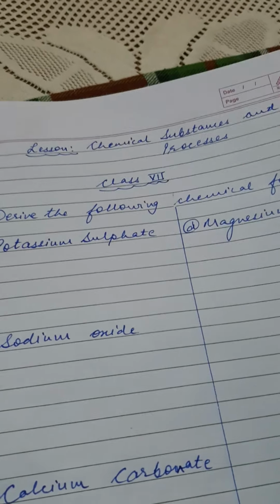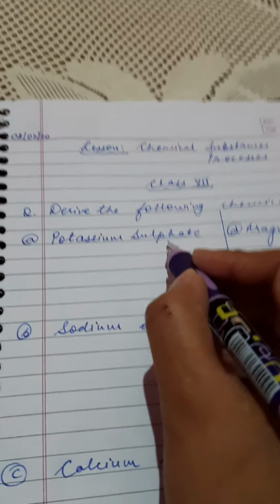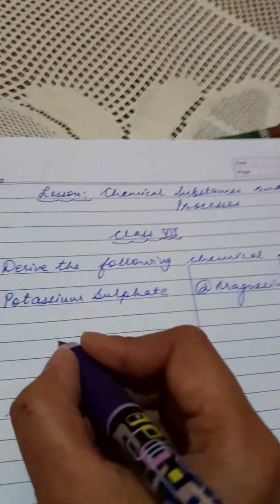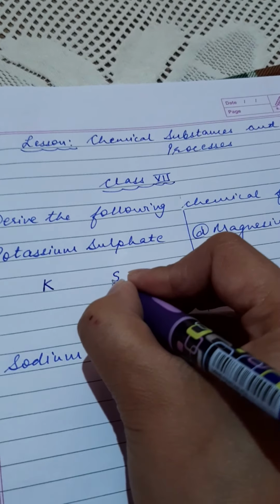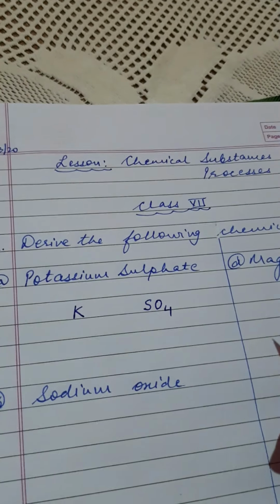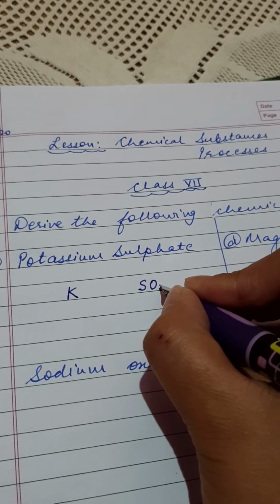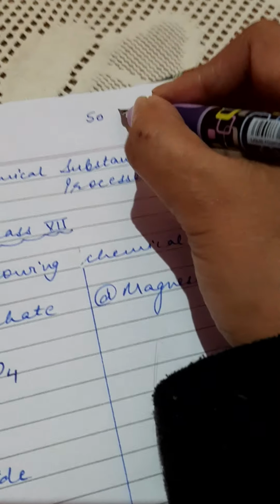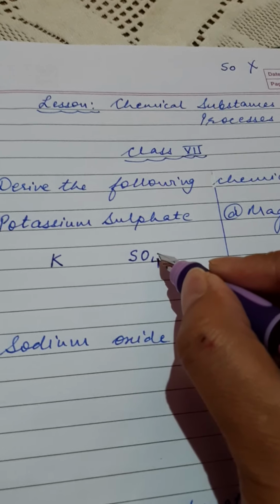Okay. So the first thing that we are going to derive is potassium sulfate. Alright. So in this case what you are going to do is you are first going to write the symbol. Okay. So potassium is K and sulfate is SO4. Now here you have to be careful that S refers to sulfur and O refers to oxygen. So they have to be in capital letters. Okay. You are not going to write it like this, the small one. Okay. Because this is wrong. You are not going to use it like this because the symbol of oxygen is capital O.